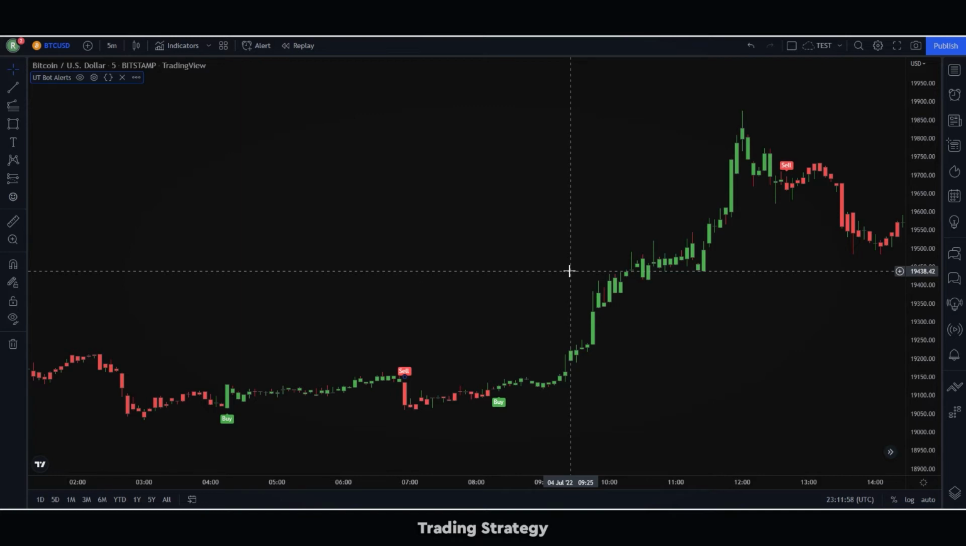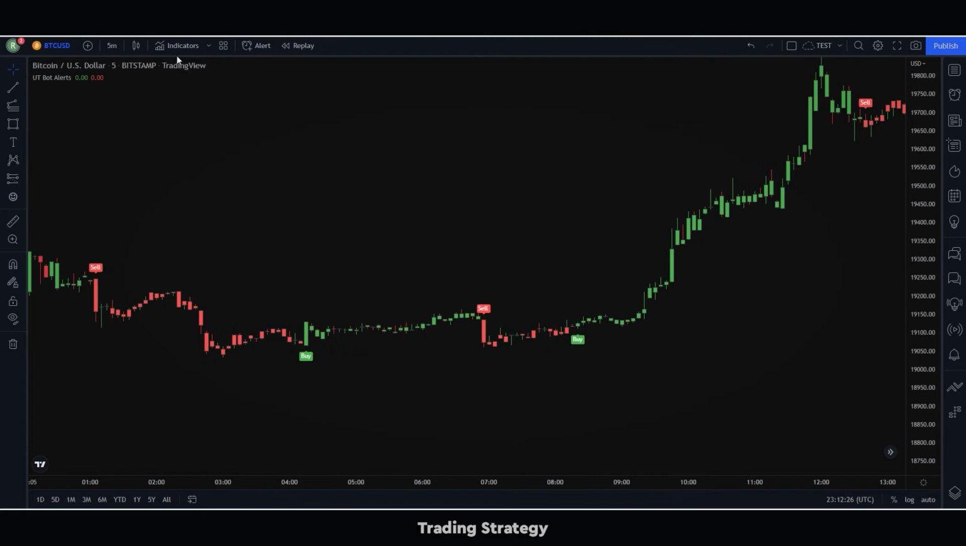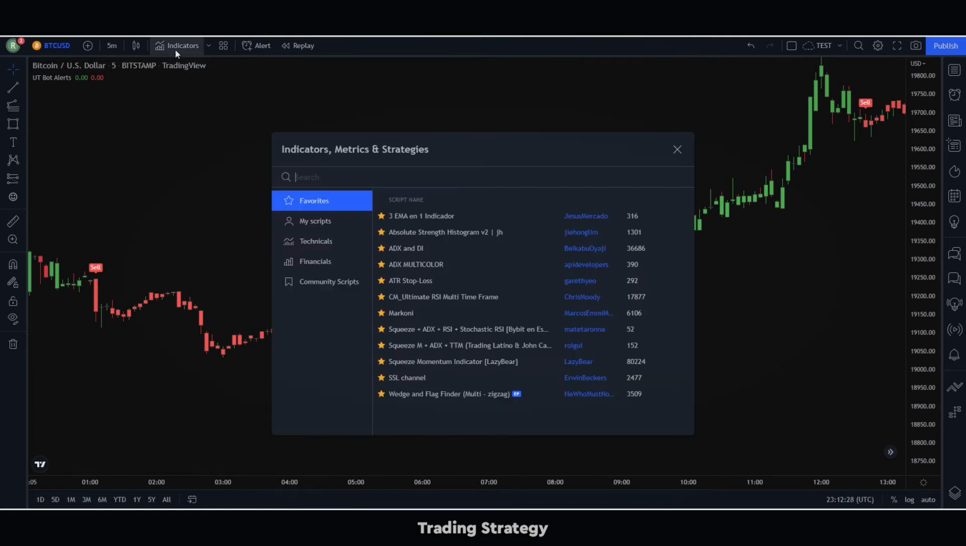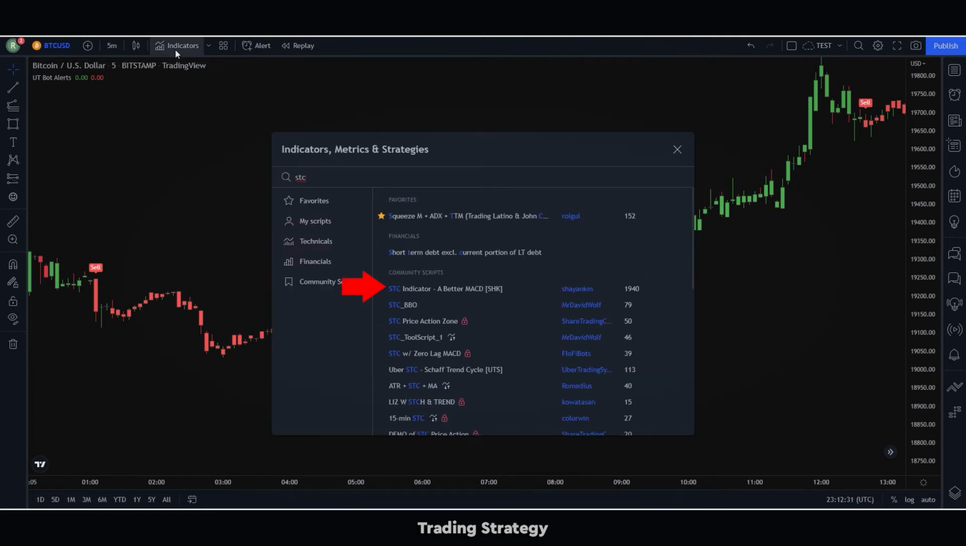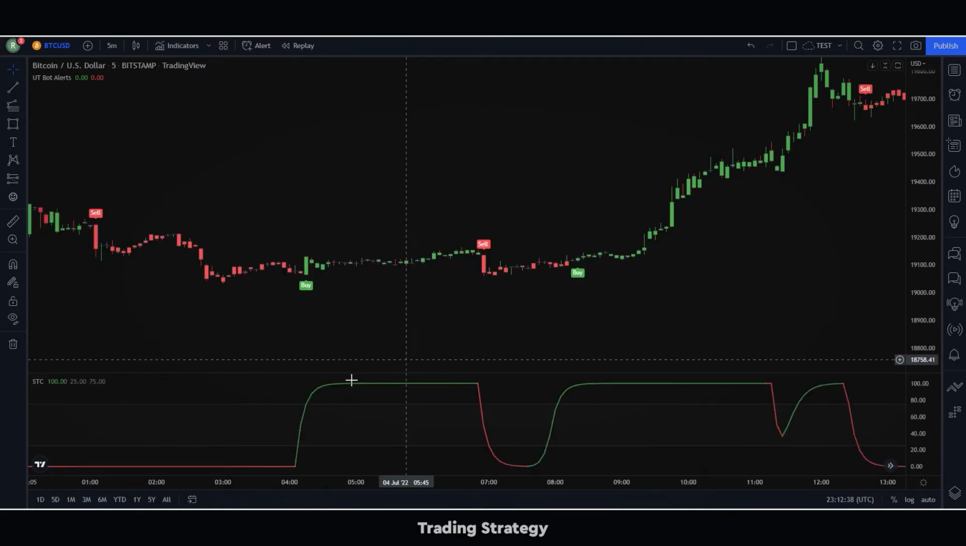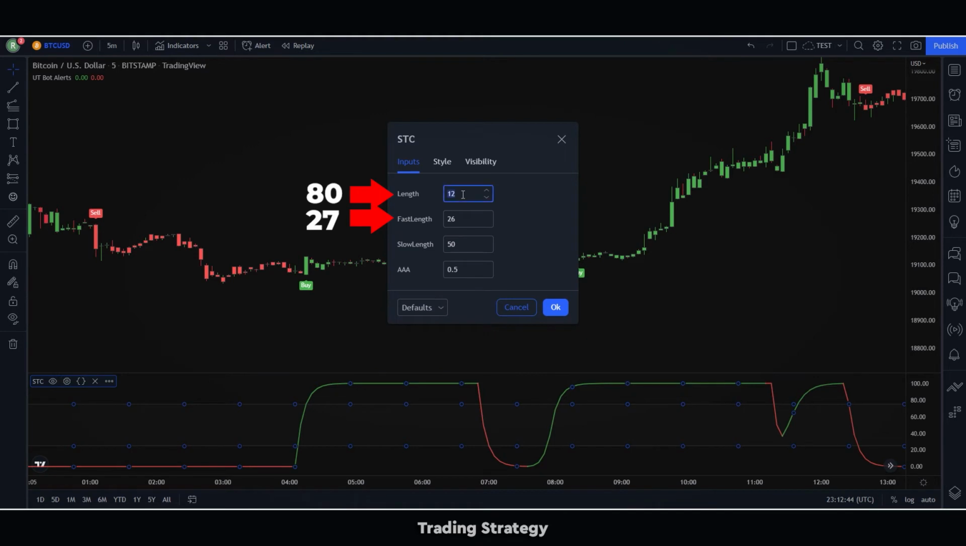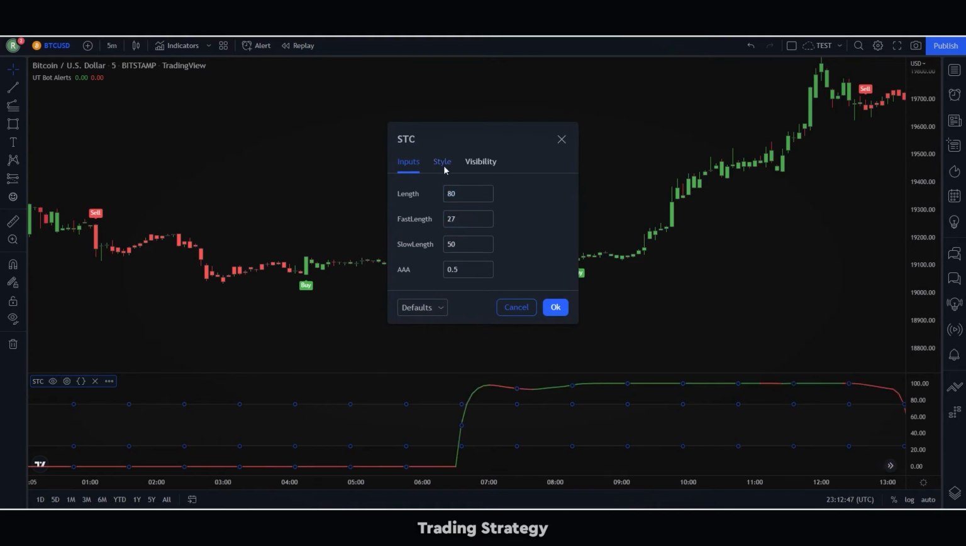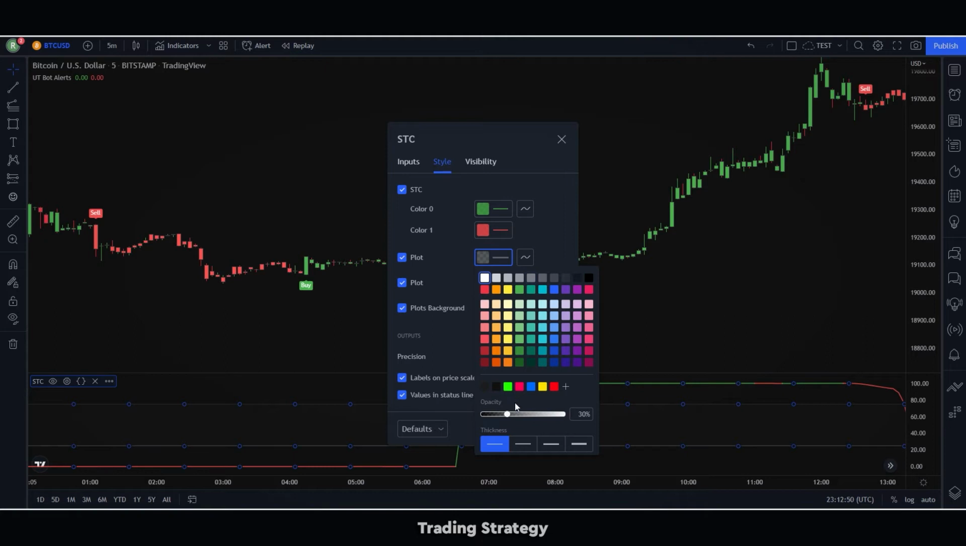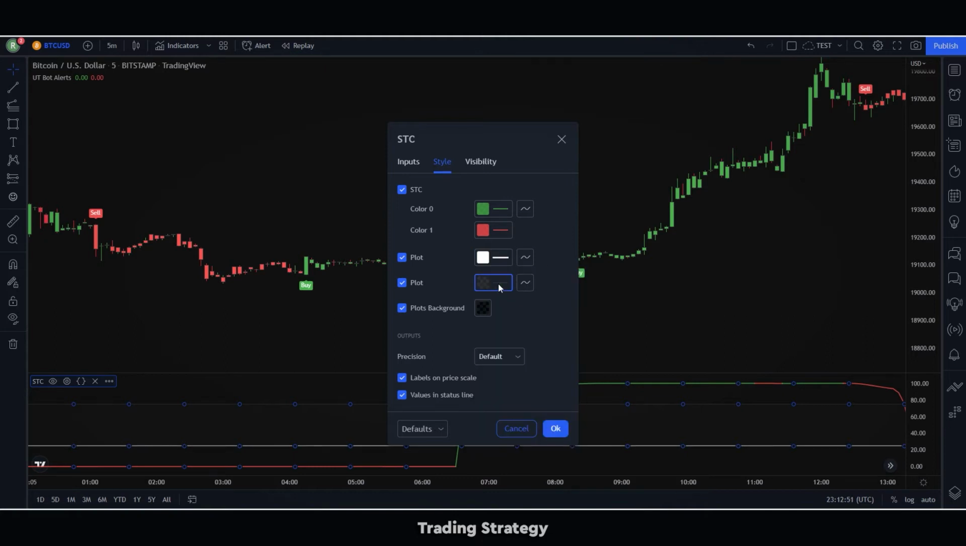But since this is not enough, the next thing we will do is select the STC indicator. We will put the STC indicator with the following parameters 80 and 27. In addition, we will put the upper and lower lines in white so that they can be seen better.